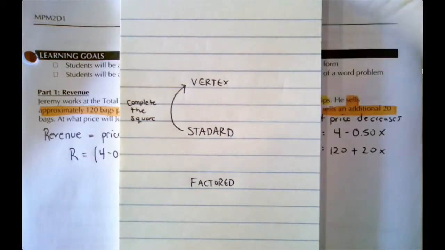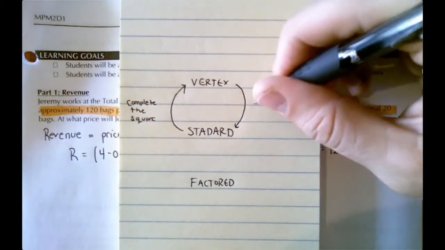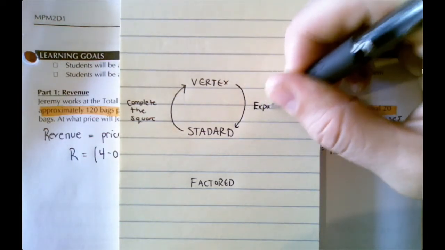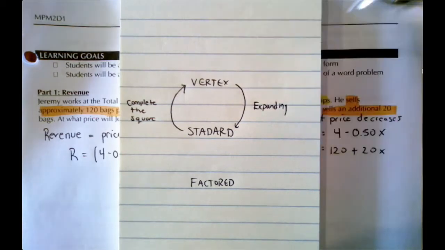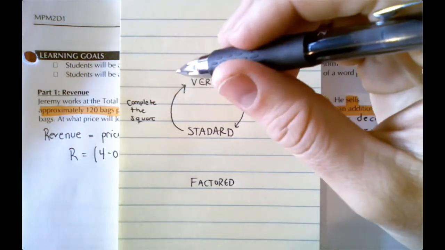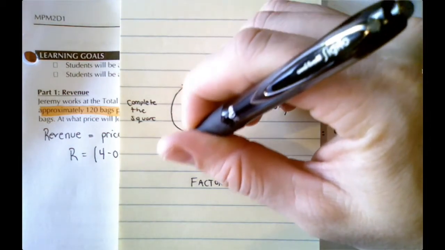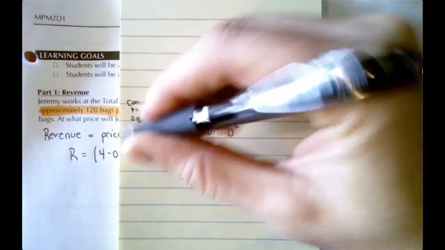And in that lesson, it also said that if we're in vertex form and we want to go back to standard, we can do that by expanding, which is foiling or using the distributive property and collecting like terms. Now, in unit 5, we learned how to go from standard to factored, and that was by factoring.